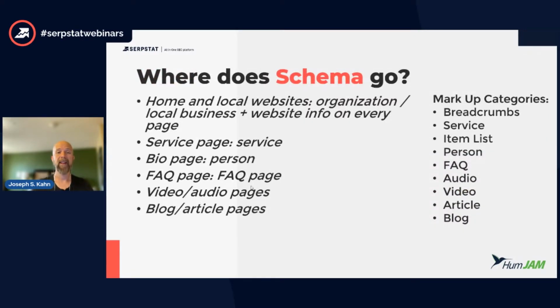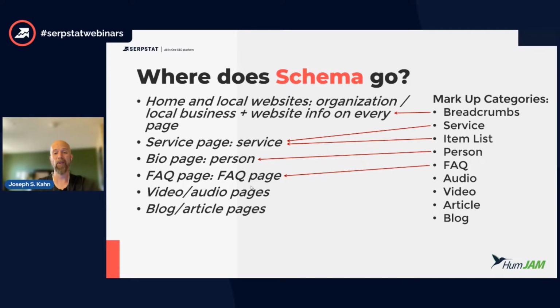And this is the question that I always get: where does it go? Here are some categories: breadcrumbs, service, item list, person. Like you saw in my example, I had a person, FAQ, audio, video. If you have a video, article, blog, most people have these. So this is where it goes. Breadcrumbs go on all of your home, local, or all of these pages. Your service goes on your service page. Your item list goes on your service page. Your person goes on your bio page. It could go on any articles also.